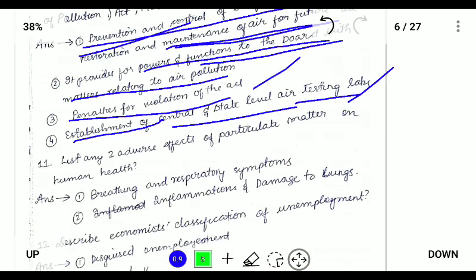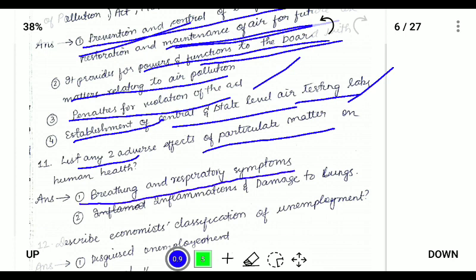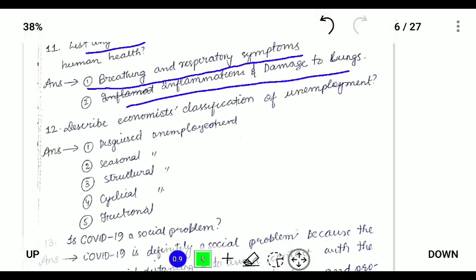List any two adverse effects of particulate matter on human health. So the question is asking two, that the particulate matter, which are particles that are present in smoke, dust, etc., and how does it affect our human life? It increases breathing and respiratory symptoms, and causes inflammation and damage to lungs. So these are the two answers you can write.